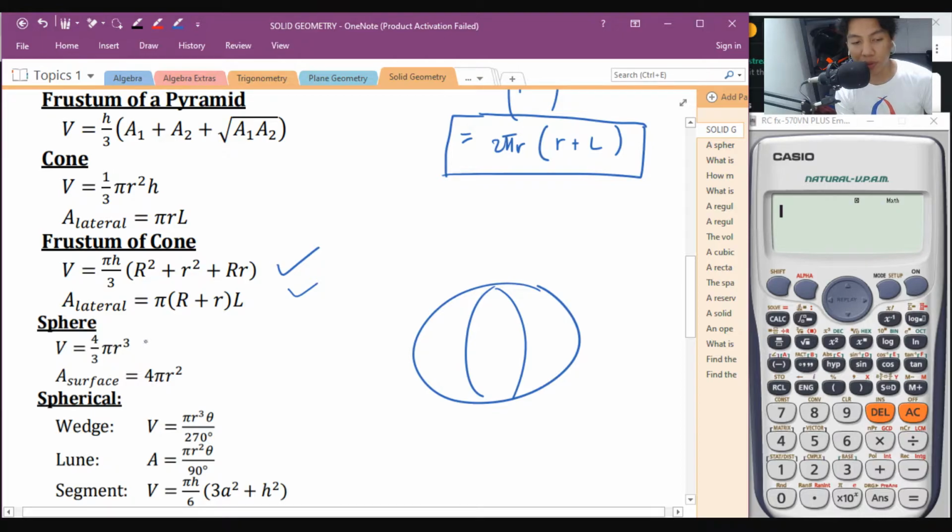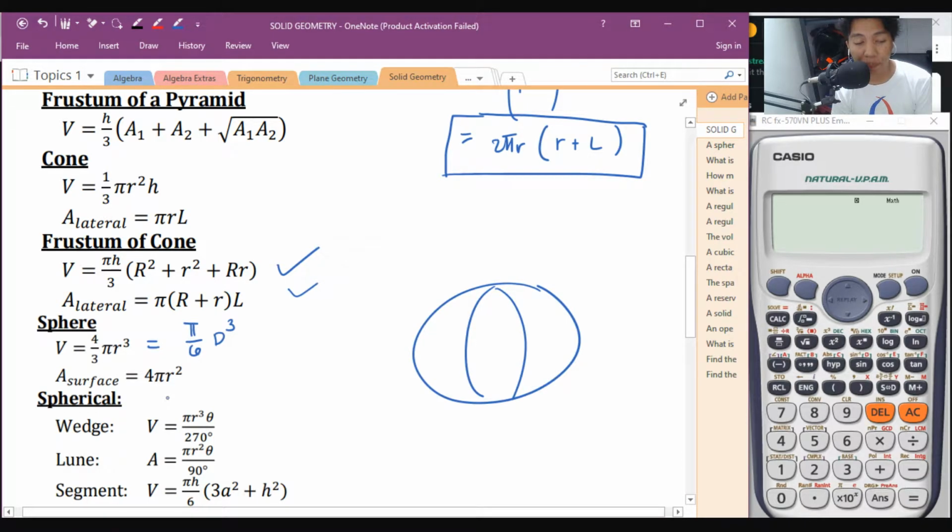Ngayon ang volume niya, it could be pi over 6 d cube or 4 over 3 pi r cube. How about the surface area? The surface area is 4 pi r squared. Ngayon marami pa pong makukuha dyan sa spherical figure natin. How about a wedge?